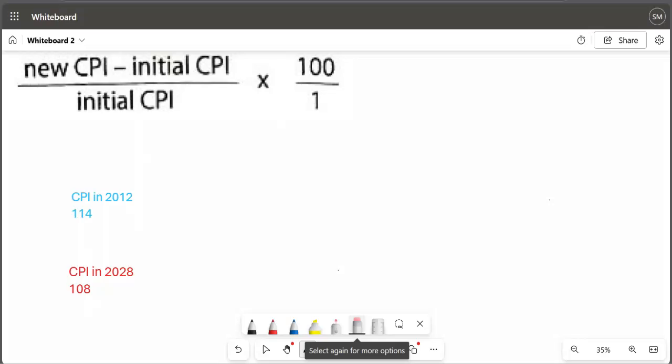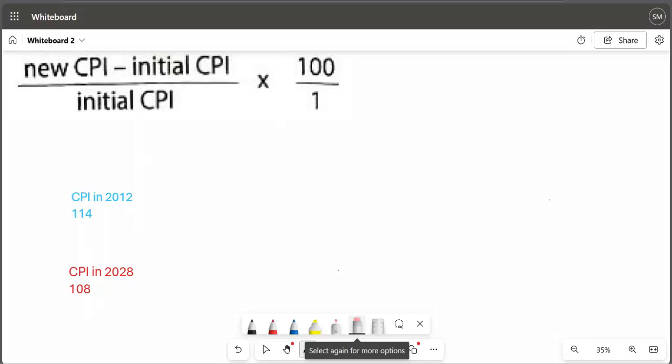Hello everyone. In this video, I am going to introduce the inflation formulas to you. Number one, we all know the inflation formula, which is new CPI minus old CPI divided by old CPI times 100. Here's an example.